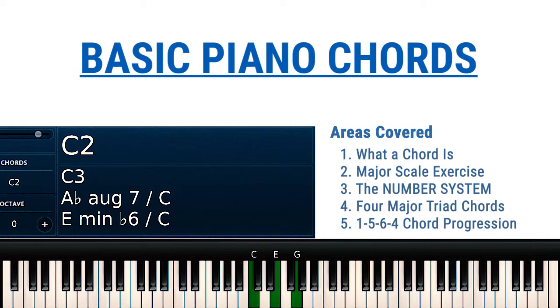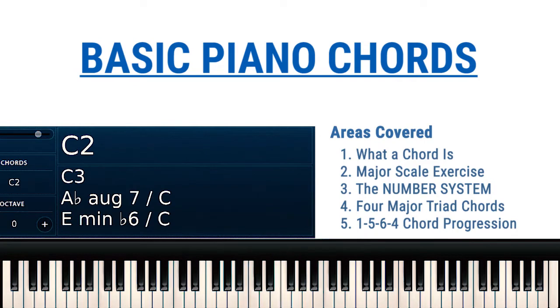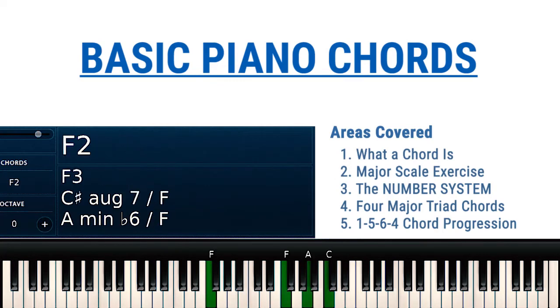Let's do a 1, 5, 6, 4 progression to make this more interesting. A progression, if you don't know, basically means a series of chords played one after the other. So we're going to play a 1, 5, 6, 4 chord progression in that order: a 1 chord, then the 5 chord, then the 6 chord, then the 4 chord.